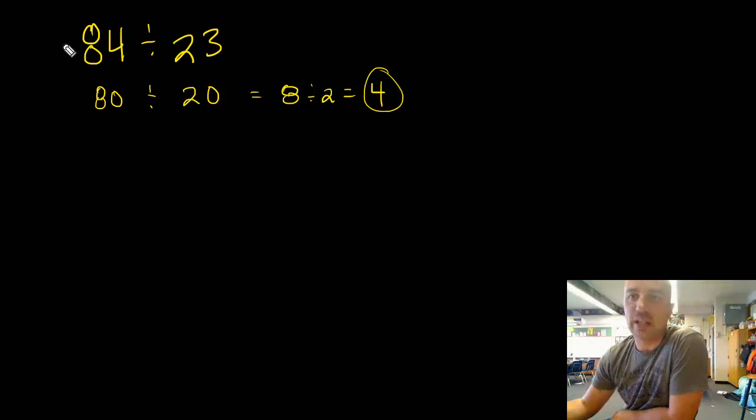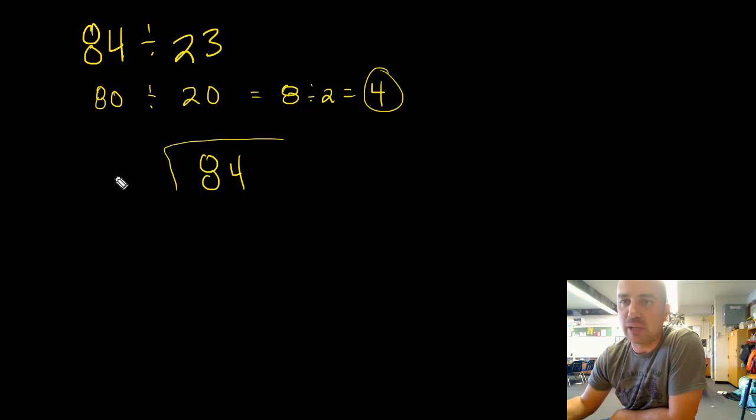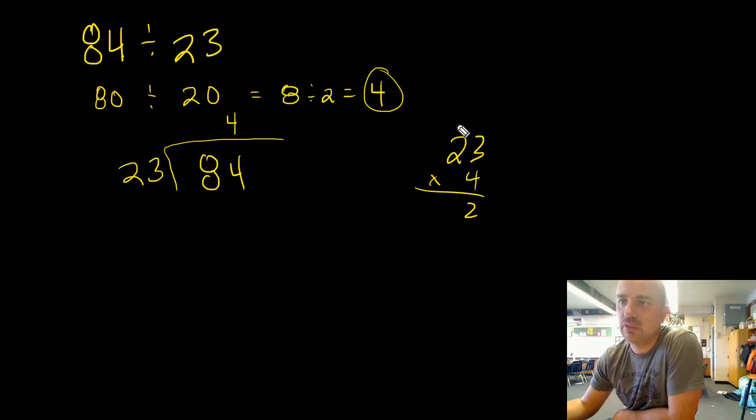So now I can go ahead and throw that back into this original equation and see how I've done. So I'm going to take 84 and I'm going to divide it by 23. And I'm saying that I think it's going to be around 4. So I'm going to put 4 up here. And now I'm going to say, okay, what's 4 groups of 23? 23 times 4. I might need to work this out. 4 times 3 is 12. Plus 1 is 4, 2 is 8 and 9, 92.